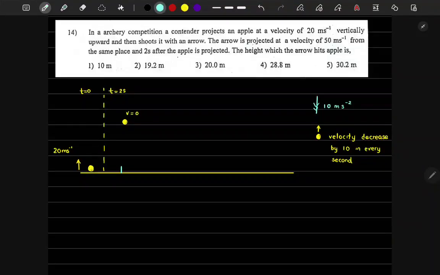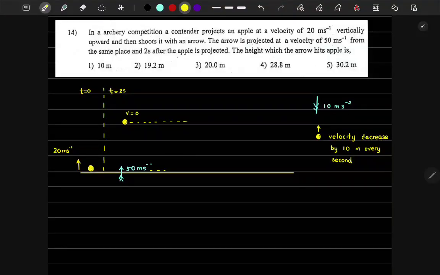Then an arrow is projected at 50 meters per second. At that moment, at the t equals 2 seconds moment, an arrow is also projected. They are asking us the height at which the arrow hits the apple. Now we can do this calculation, but even without doing the calculation, there is a way to get the answer. First of all, let's do the calculation and then let's look into how we can do the question without doing the calculation.